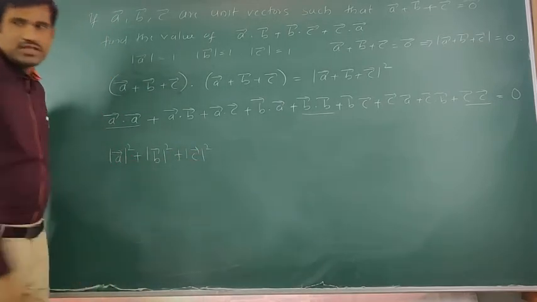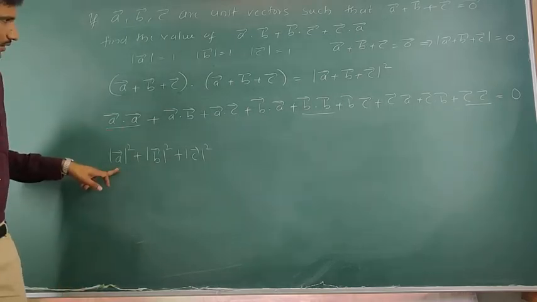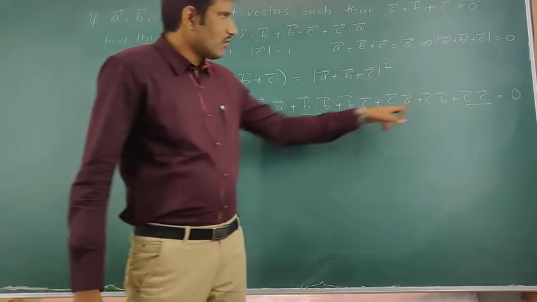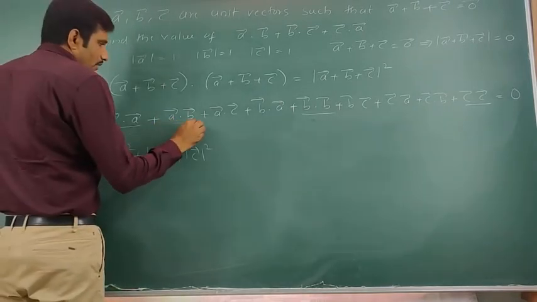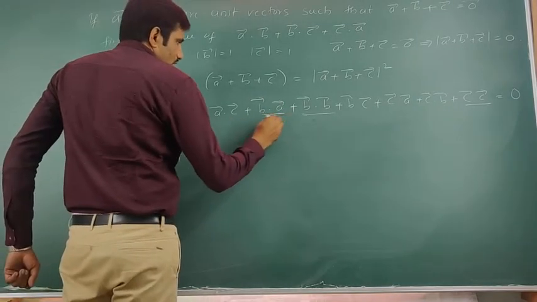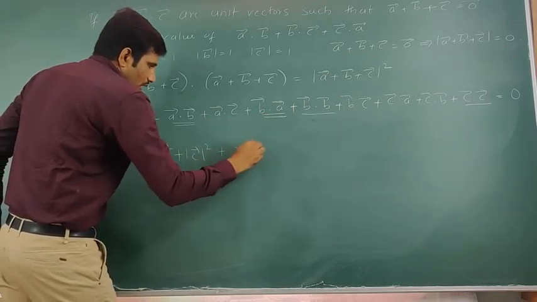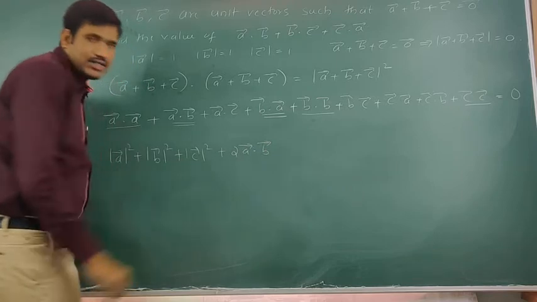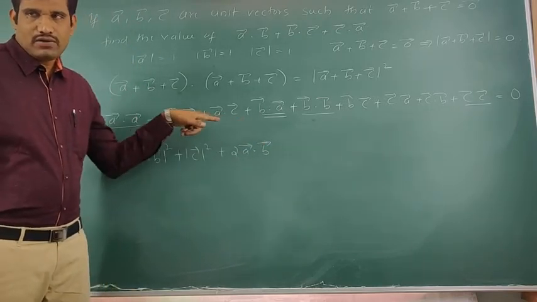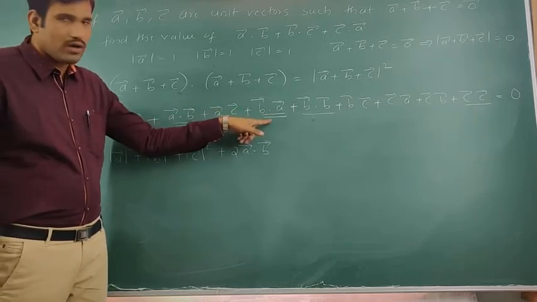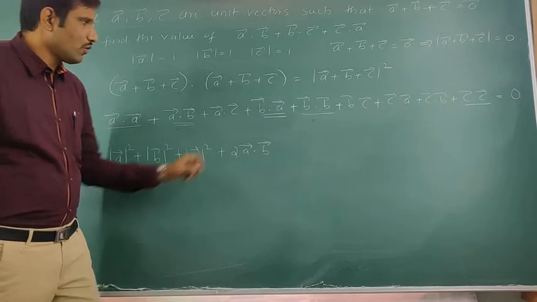First I will compute this underlined, right? So terms, A dot A magnitude of A square, B dot B magnitude of B square, C dot C magnitude of C square. Now see students, A dot B and B dot A both are same. Therefore A dot B plus A dot B, that is 2 A dot B. Is it clear? See, don't write, I give you time for writing. A dot B plus B dot A, B dot A is same as A dot B. A dot B plus A dot B is 2 A dot B.